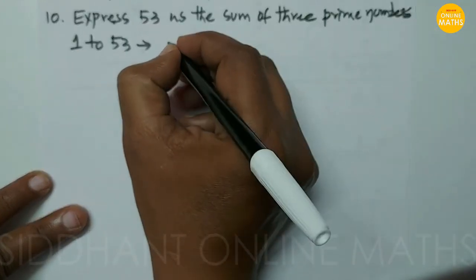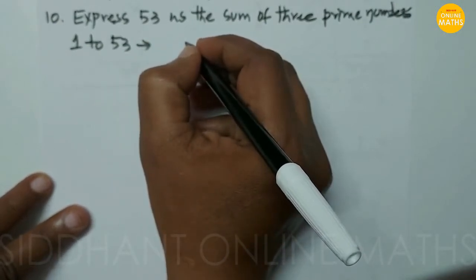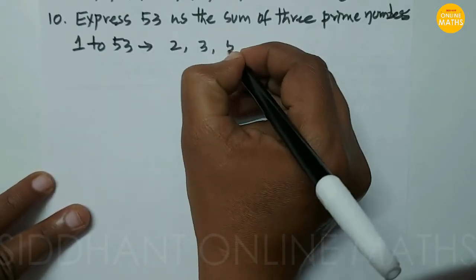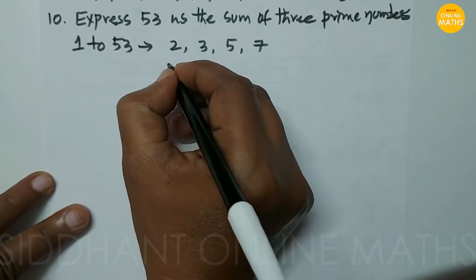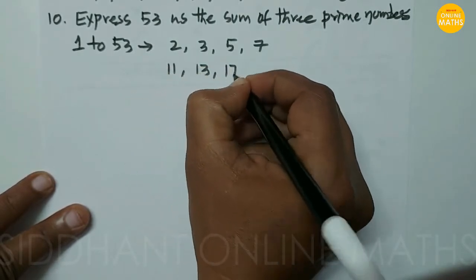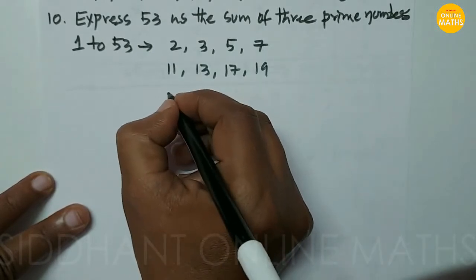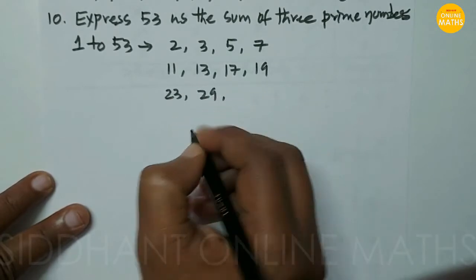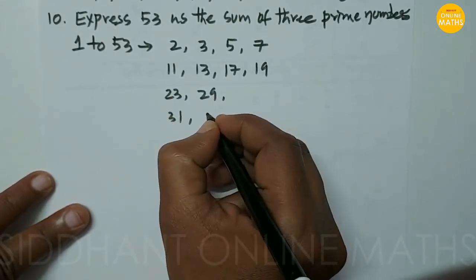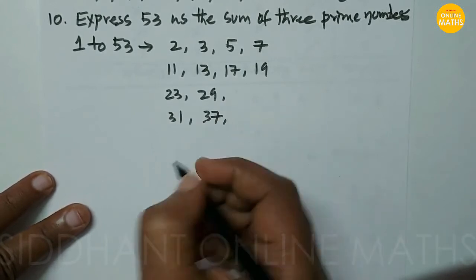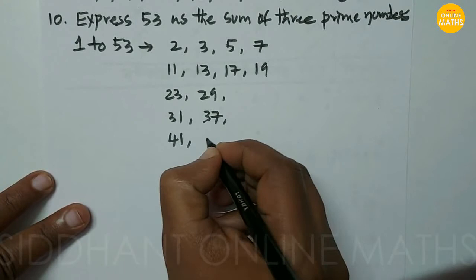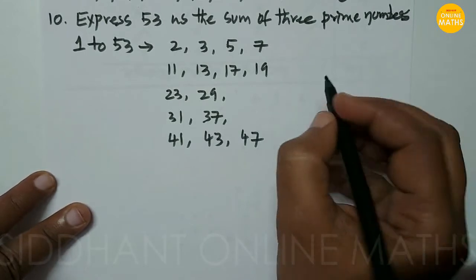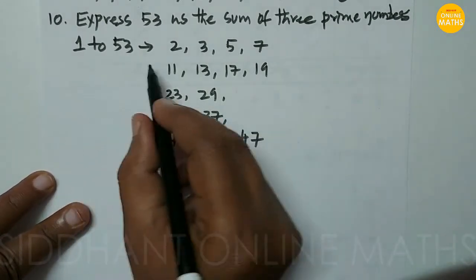So here we can't say it is a prime nor a composite number. Next we go for the other numbers: 2, 3, 5, 7. Next it is 11, 13, 17, 19, and in the 20s it is 23, 29. After that, 31, 37 we see. In the 40s it is 41, 43, and 47. So these are the prime numbers from 1 to 53.